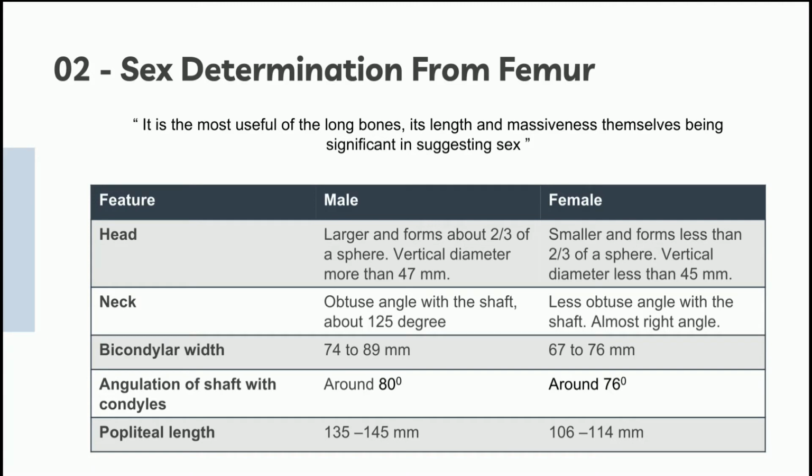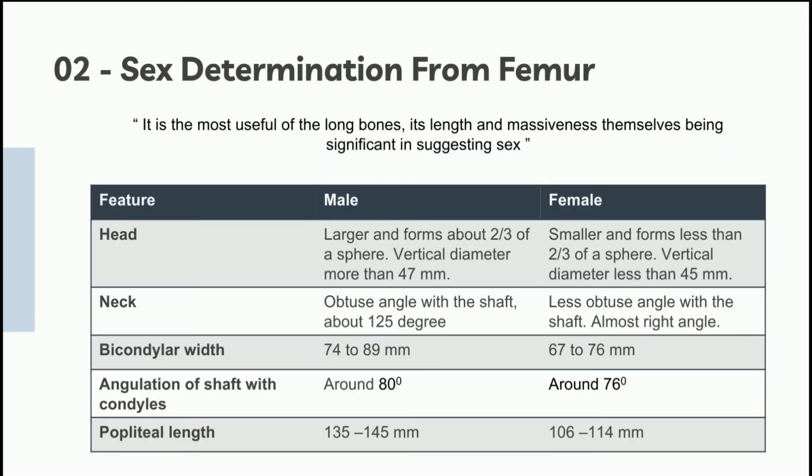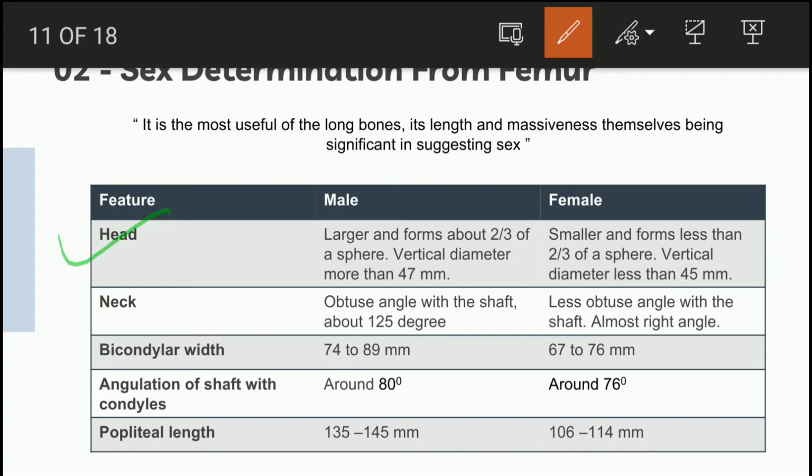As compared to a single bone, the femur is the most capable, because we will get the most points for comparison, and it would give an accurate result compared to the other bones. In the femur we are going to see features like head, neck, bicondylar width, angulation of shaft with the condyles, and popliteal length.